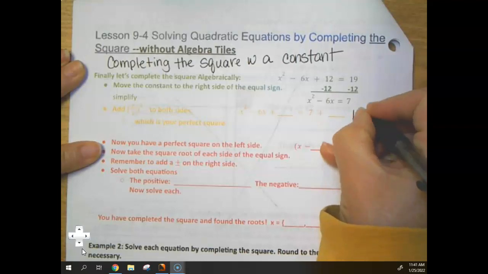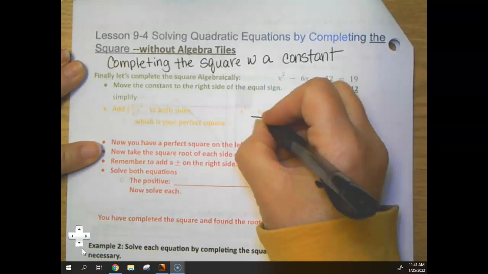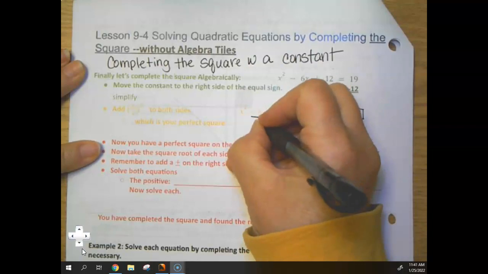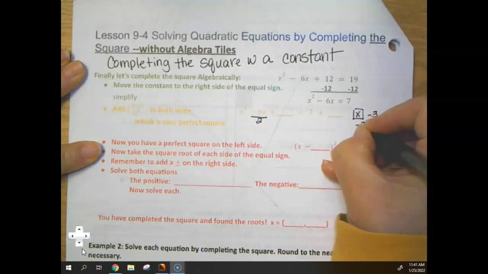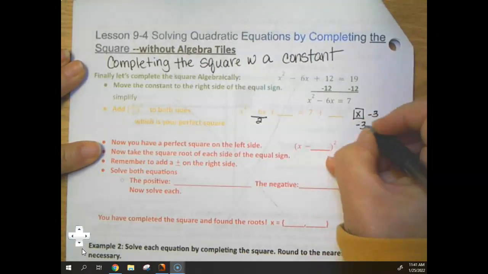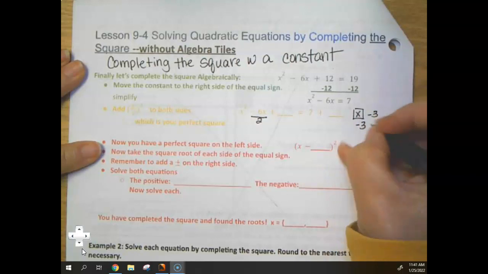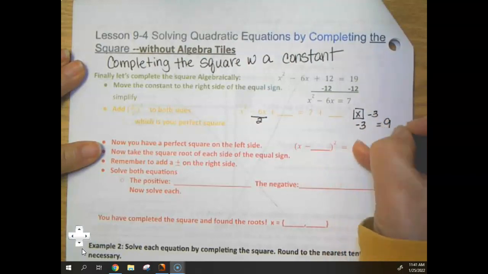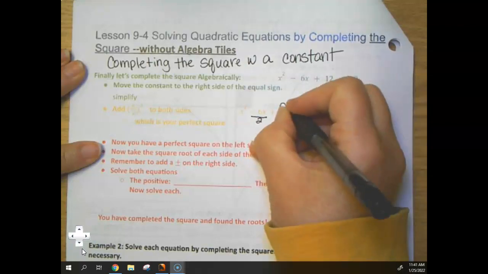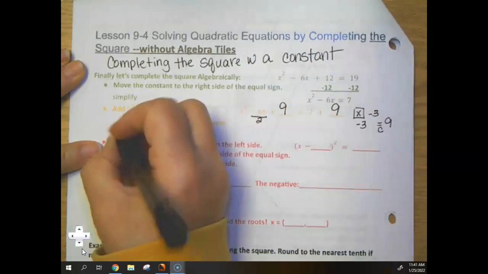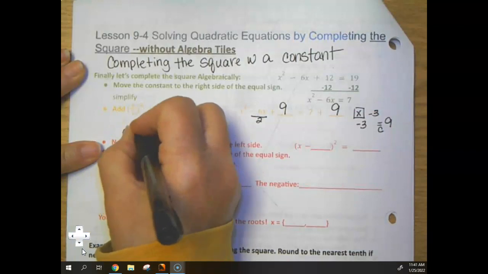So I have x squared. We know that this is a negative 6x, so we divide it by 2 to make this a negative 3 times a negative 3. And when I do so, I'm putting 3 on each side, this becomes a positive 9. So my C equals 9. So I'm going to add 9 to both sides. So add C.